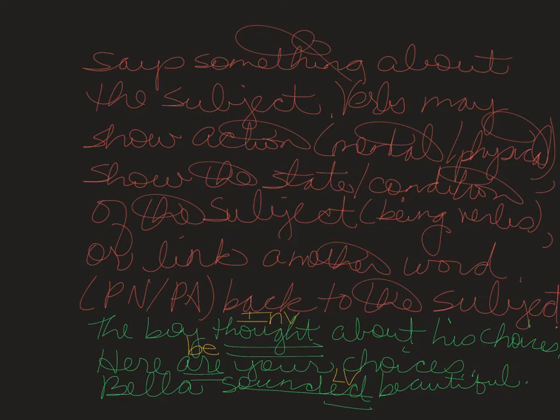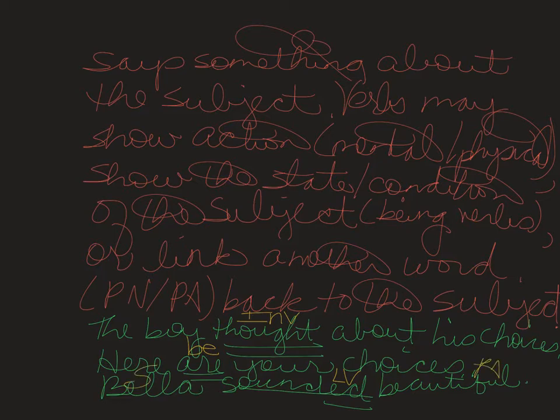And then your last sentence here on this page, Bella sounded beautiful. All right, your verb here, and it is a linking verb, is sounded. Remember, if it's a linking verb, you can replace the verb with an equal sign and the sentence will make sense. Bella equals beautiful. So sounded is a linking verb. It links beautiful, which is your predicate adjective, back to your simple subject, which is Bella.